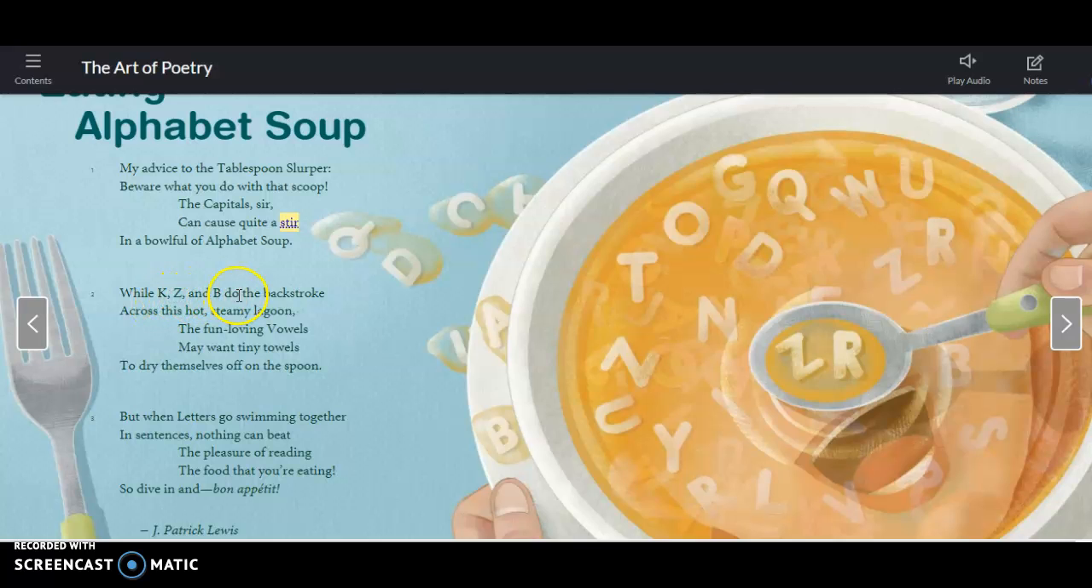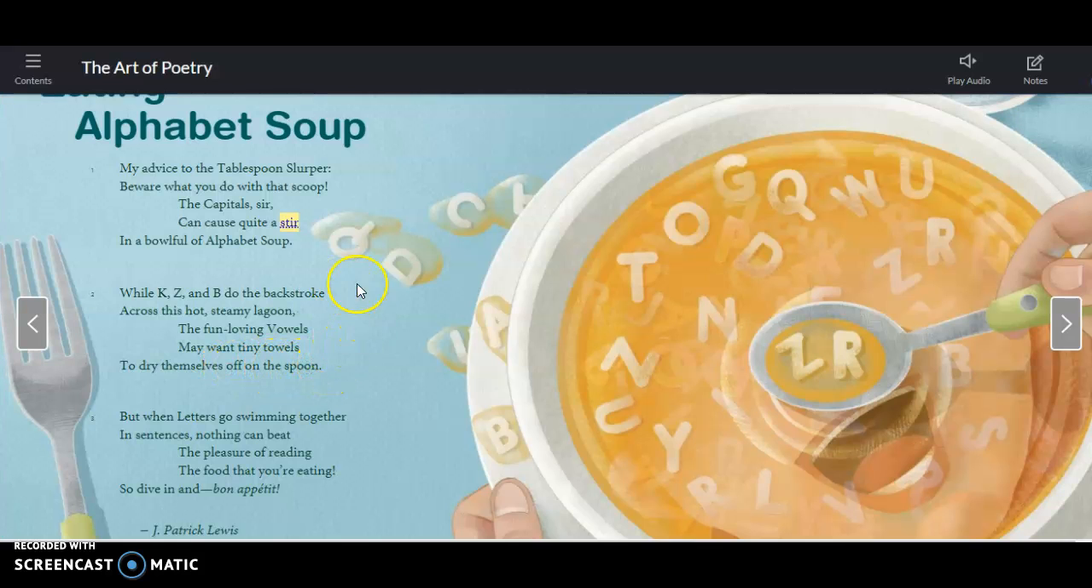While K, C, and B do the backstroke. What type of figurative language is that? We have letters doing a backstroke, which means they're swimming backwards. We're giving a human-like quality to something that is not alive, so that would be personification. Across this hot, steamy lagoon, the fun-loving vowels may want tiny towels to dry themselves off on the spoon.